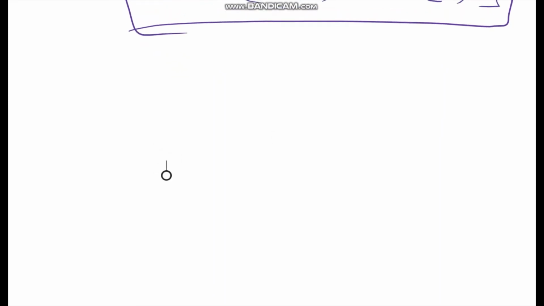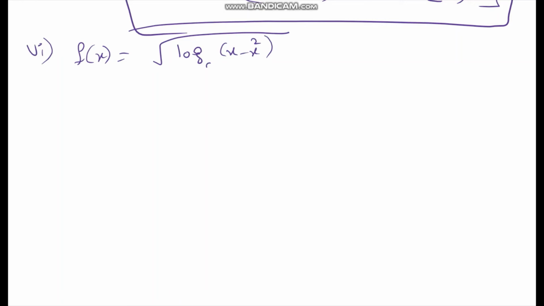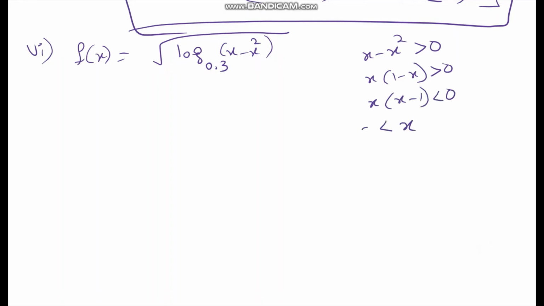Next is the sixth question. f of x equals square root of log of x minus x squared to the base 0.3. So x minus x squared should be more than 0. x into 1 minus x more than 0, and x into x minus 1 should be less than 0. x is lying between 0 and 1. So the domain equals 0 to 1.